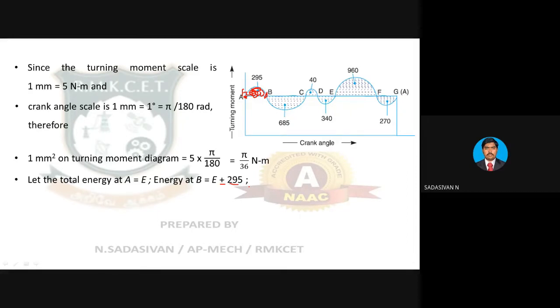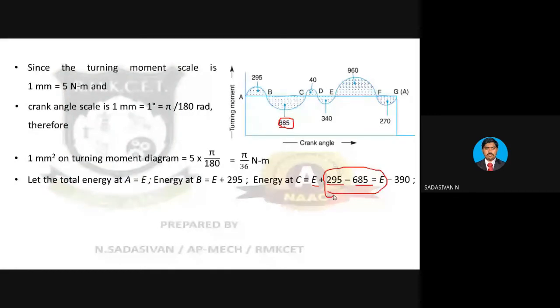Okay, at point C, what happens? You are going to lose 685 millimeter square area of work done. So therefore, E plus 295 minus 685. Do you understand what is happening? Now subtract this and write the answer. That is E minus 390, the effective answer. So the energy at point C is E minus 390. So starting point E, this is plus, this is minus. You solve these 2 numbers, then put the effective sign here and write the number. Okay, similarly, next step. Now I am going to go for point B.